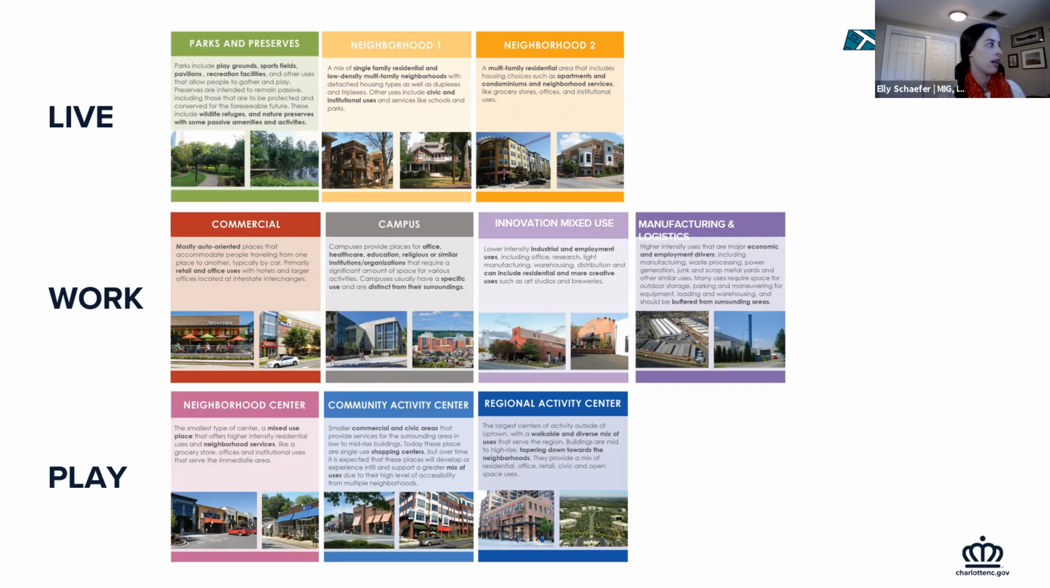And then in the work category, we've got commercial, campus, innovation, mixed use, and manufacturing and logistics. And then in the play category, we have 3 scales of mixed use activity centers. So those are neighborhood, community, and regional activity centers.